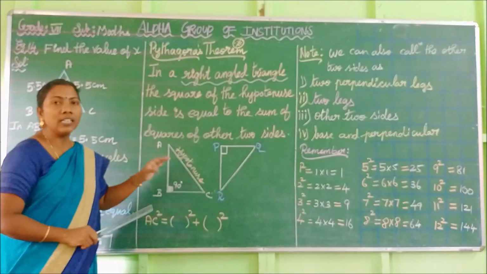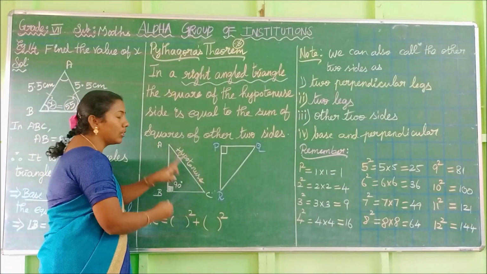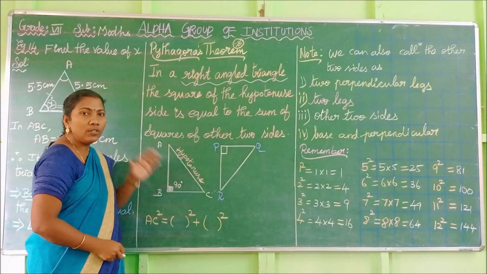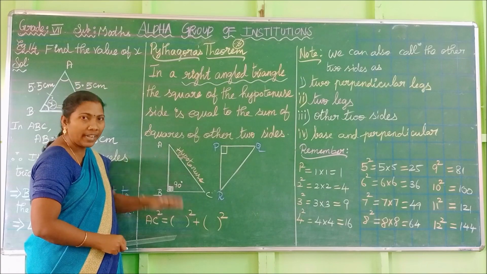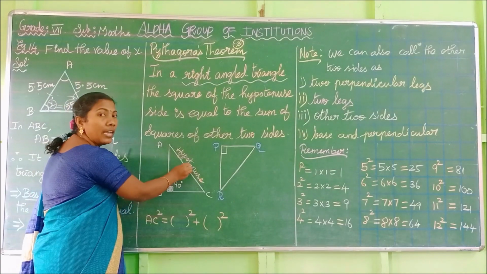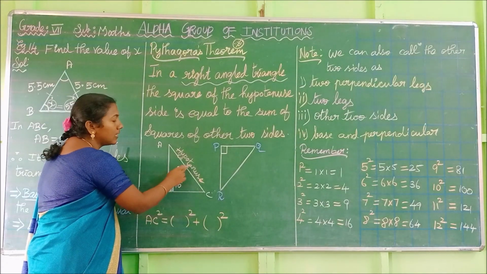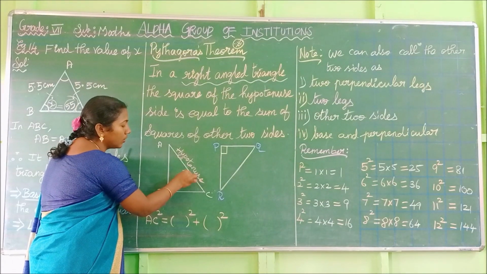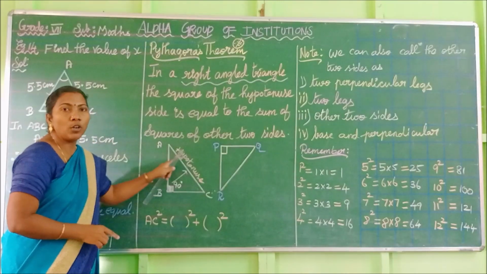This triangle has three sides. One is AB, another one is BC, third one is AC. The side which is opposite to the right angle, opposite to 90 degrees, is said to be the hypotenuse side. See here, this is the 90 degrees, and this is the side just opposite to it. So we are calling this side the hypotenuse side.